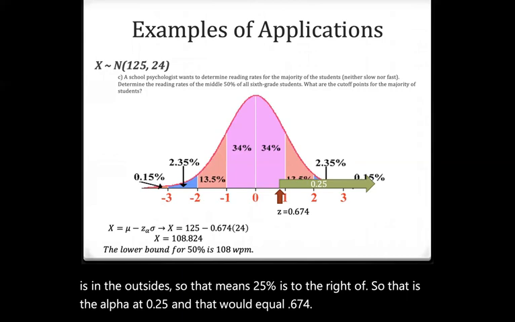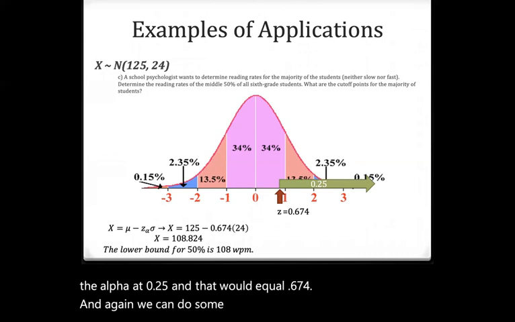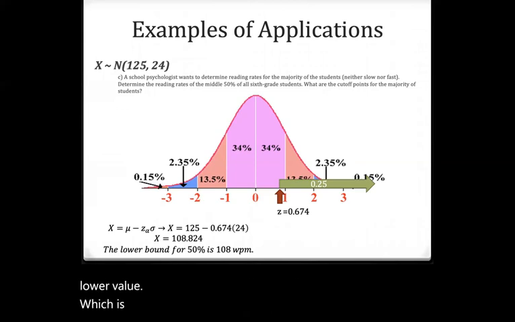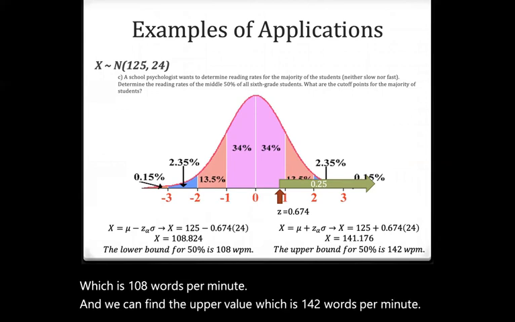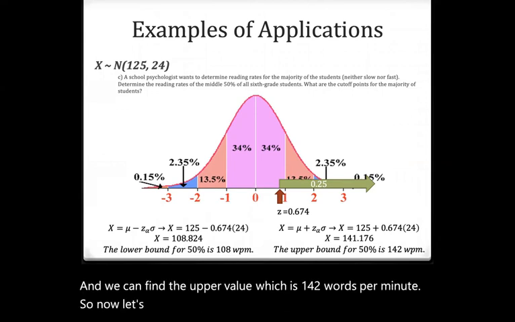And again, we can do some calculations here. We can find the lower value, which is 108 words per minute, and we can find the upper value, which is 142 words per minute. So now let's switch to Excel and see how this all works.